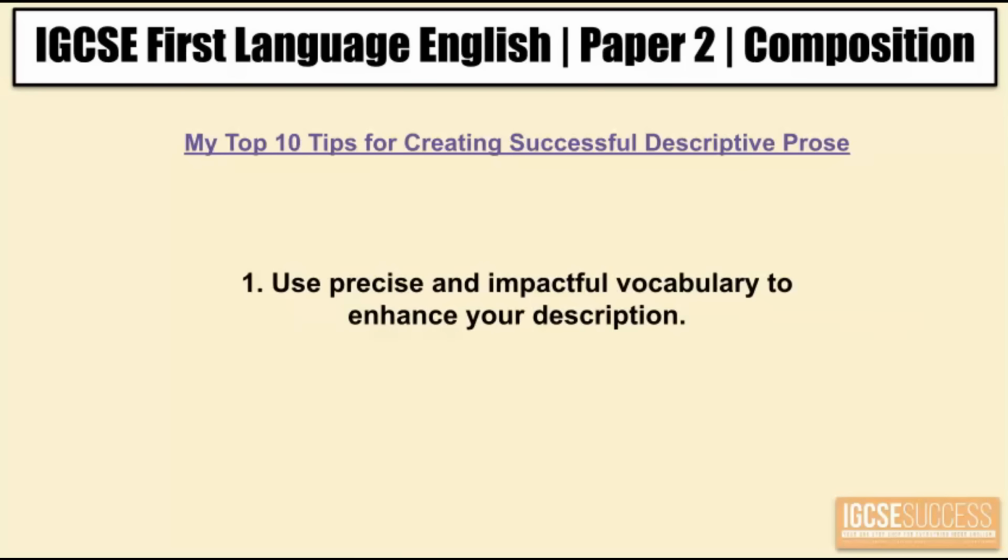So my tip number 1 is to use precise and impactful vocabulary to enhance your description. And I can't stress this enough, guys. Choosing the right words really makes all the difference. So for example, instead of saying she looked sad, you could say she stood by the window, a forlorn figure, her gaze lost in the rain. So in terms of the diction there, the adjective forlorn and that noun gaze. Okay, so striking, precise vocabulary choices for effect.